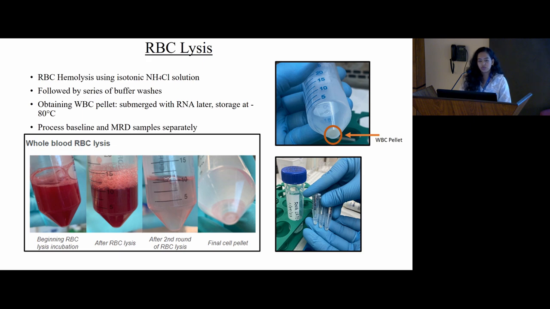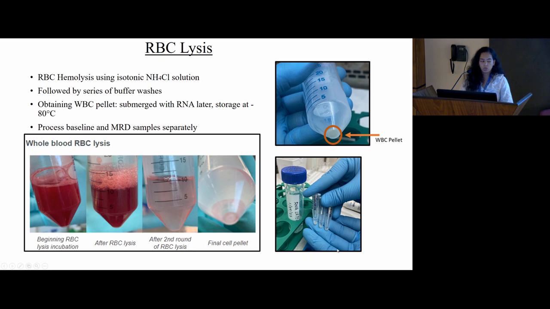So as you can see in the picture, the blood or the sample goes through a series of buffer washes, and what we get in the end is a WBC pellet. Those WBC pellets are then submerged in RNAlater and stored at -80 degrees.